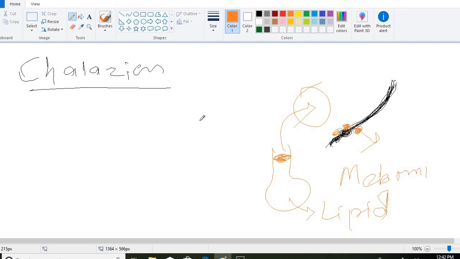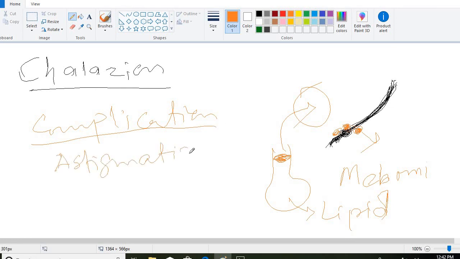Now coming to the complications, as I already told you in the clinical features of chalazion, the patient may develop astigmatism because the chalazion can compress the cornea, causing abnormal curvature of the cornea due to compression by the chalazion, and the patient may complain of blurred vision due to astigmatism. And there may be painless swelling present as a complication in the chalazion.